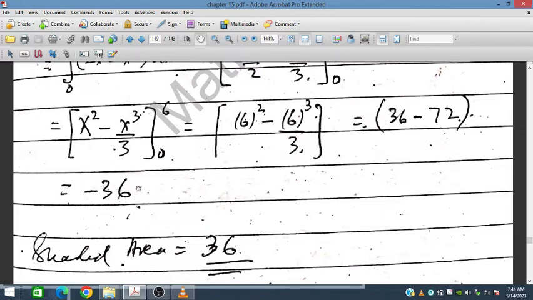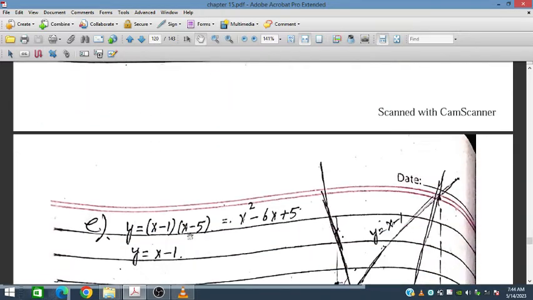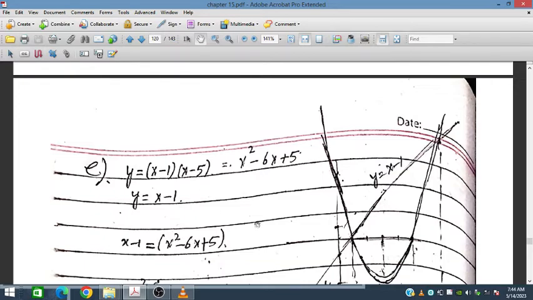So the shaded area is, because the area always appears in positive terms, this is 36. Similarly, this part E.